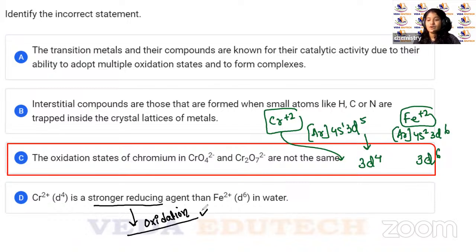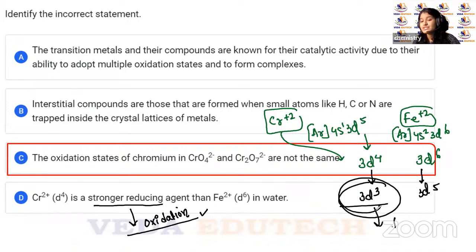They will undergo oxidation. So when it undergoes oxidation, this is going to be 3d3. This one is going to be 3d5. So here we are getting a more stable T2G. Here we are getting a more stable T2G. That's why we are telling that this is going to be your stronger reducing agent, right? Yes, this is going to be a stronger reducing agent.